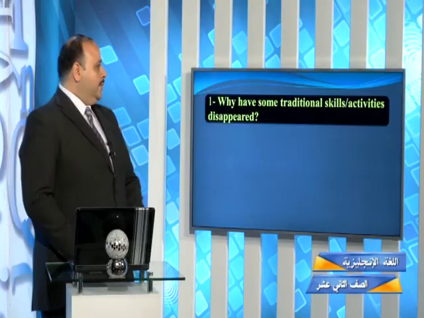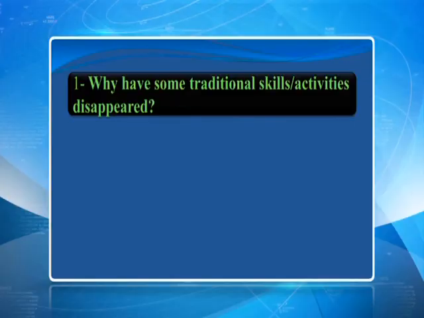All right, now we come to the last part of our revision, which is related to set book questions. These questions are related to the textbook. Now try to understand and give reasonable answers. Now let's see. Why have some traditional skills or activities disappeared? You're going to give reasons why these activities disappeared.